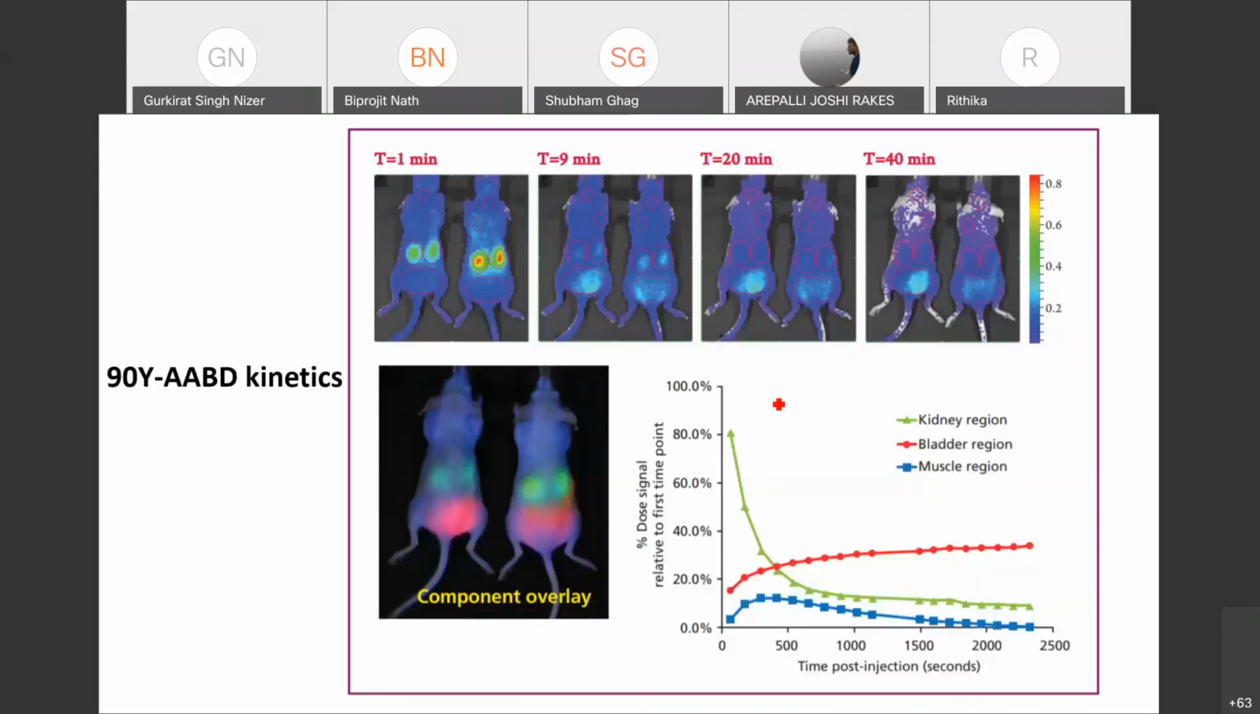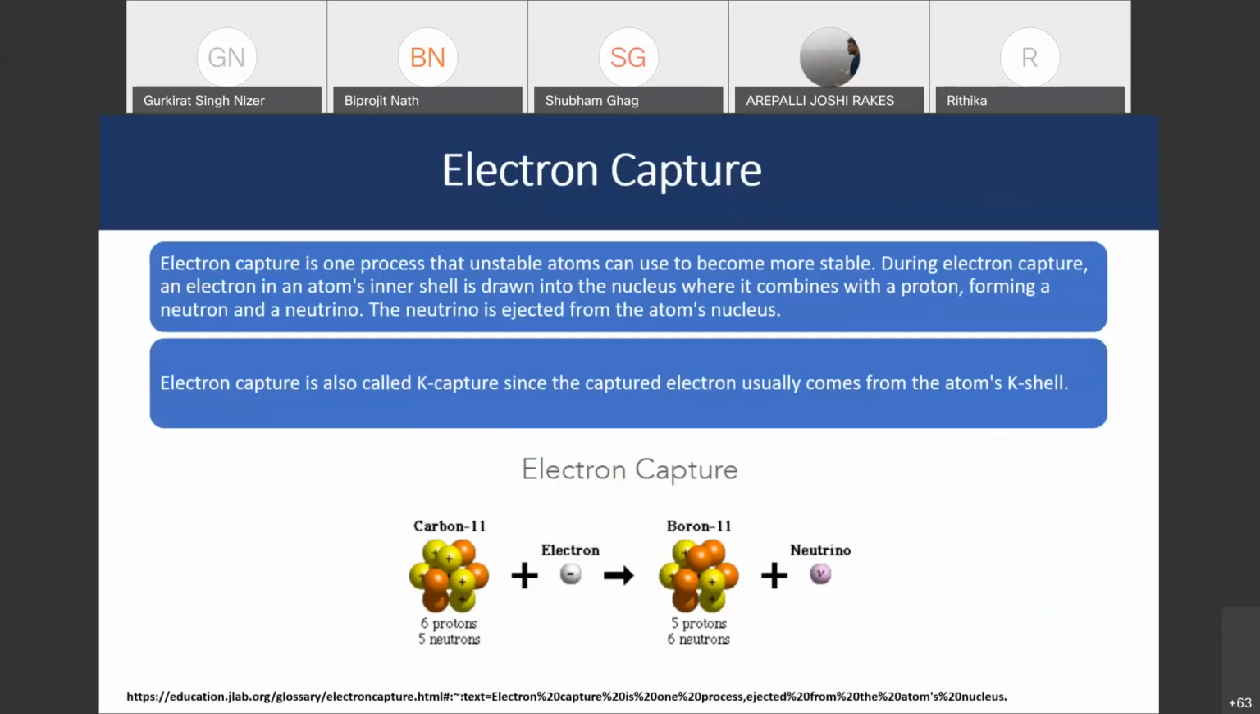And that's the kinetics of yttrium-90 labeled, I guess, antibody. And that's the kinetic study which those people have performed. So yttrium-90 decays by emitting a beta particle. So now we'll try to understand one more part, that's about electron capture.